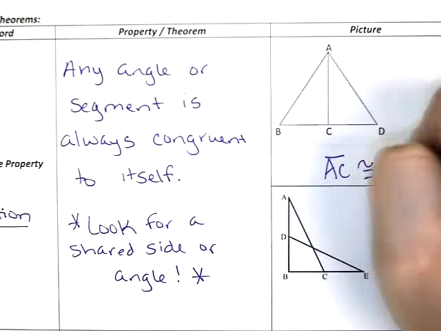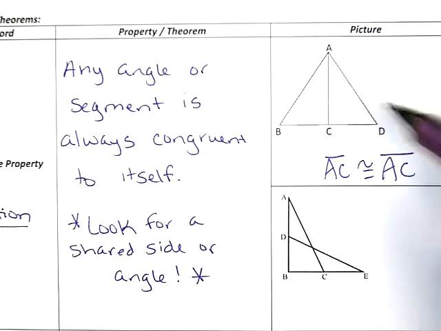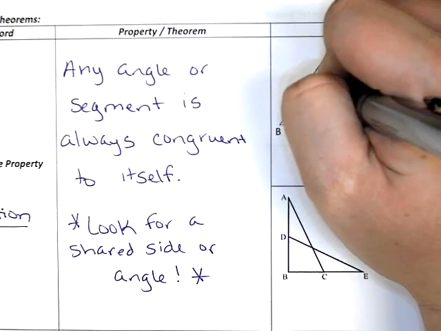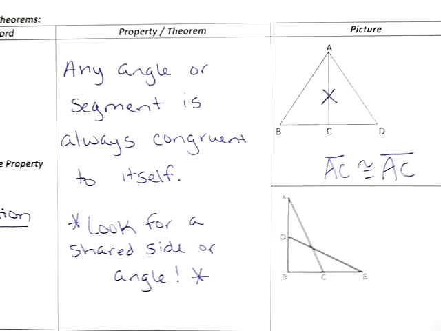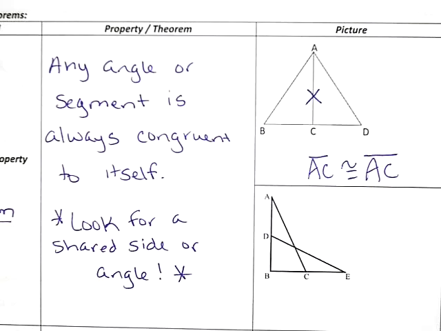And the way that I can mark that in my diagram is I can either just put 1 tick mark, I could put 2 tick marks. Usually when it's a shared side like that, I like to put an X, okay, because reflexive has an X in it. It reminds me that it's the reflexive property. So I usually put an X. You can put a normal tick mark if you want.